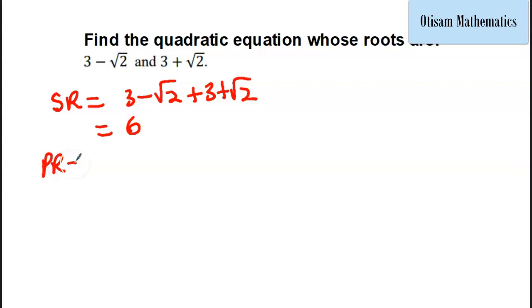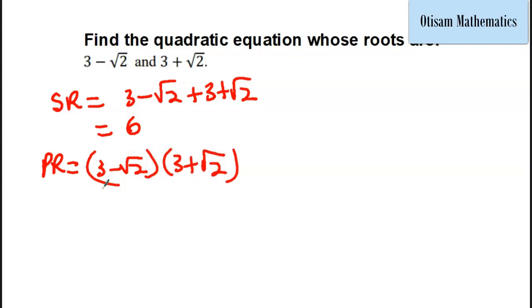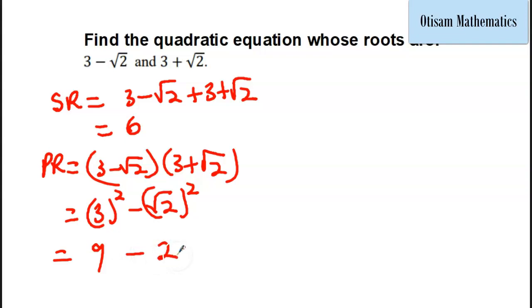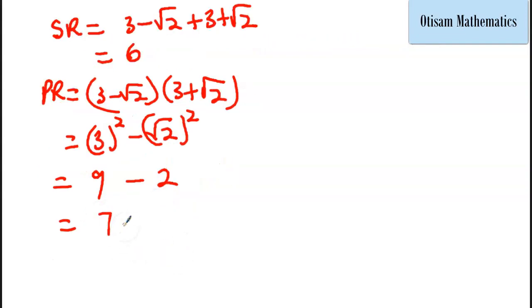Let's look at the product of roots. So 3 minus root 2 times 3 plus root 2. And when you multiply a compound surd by its conjugate, the resultant expression is a difference of two squares. So this will give us 3 squared minus root 2 all squared. So you have 9 minus 2. So 9 minus 2 is 7.